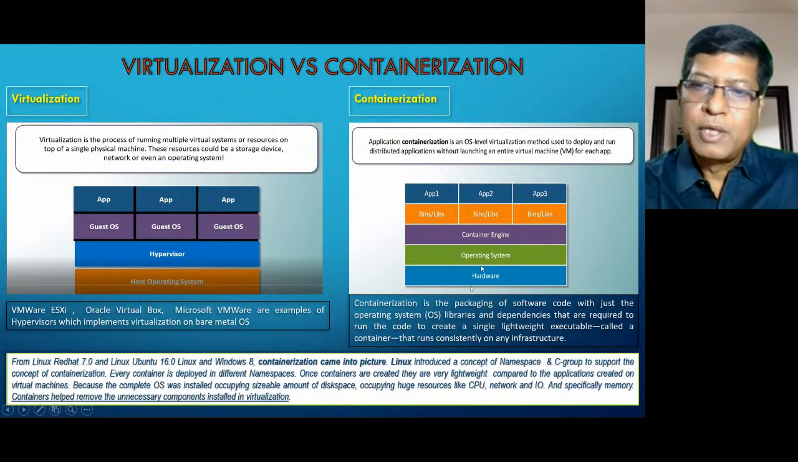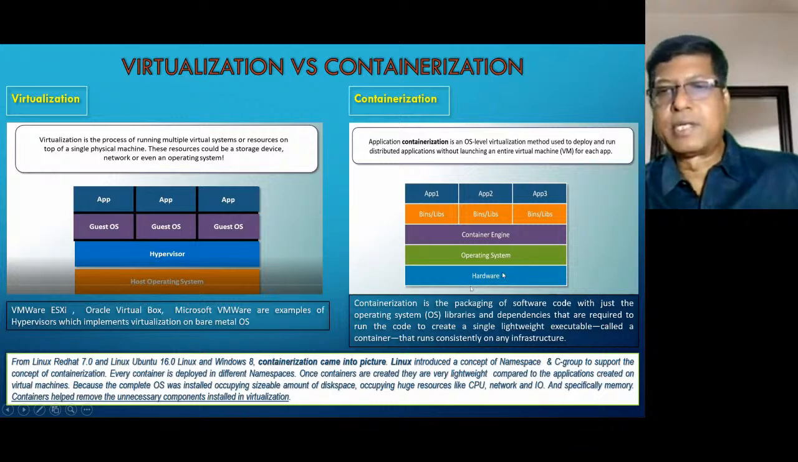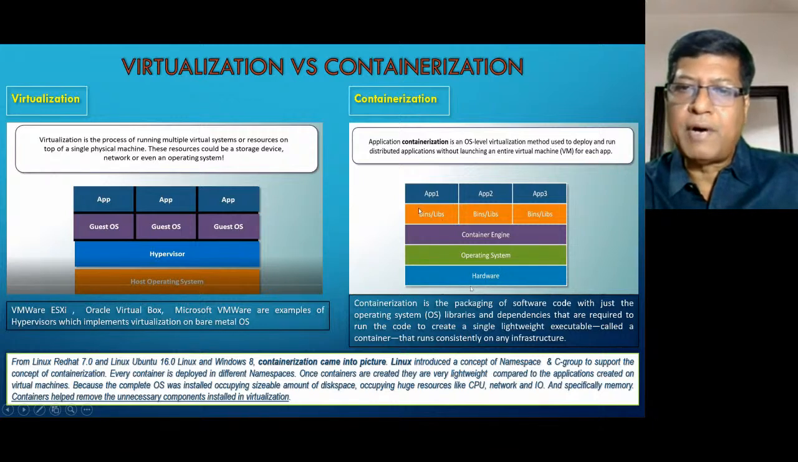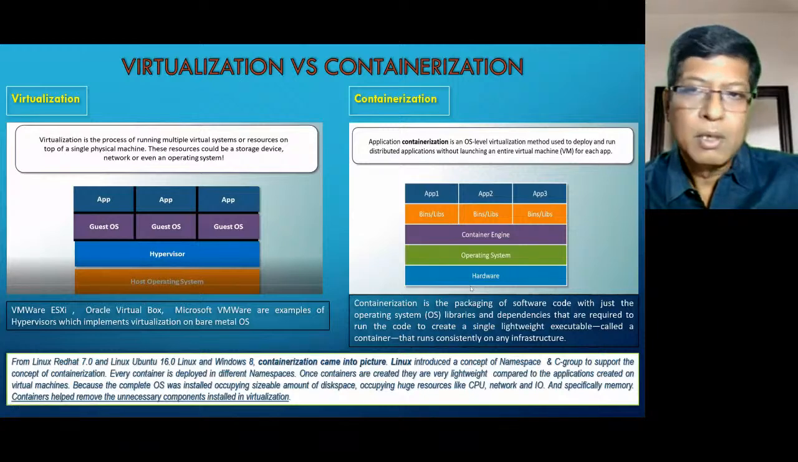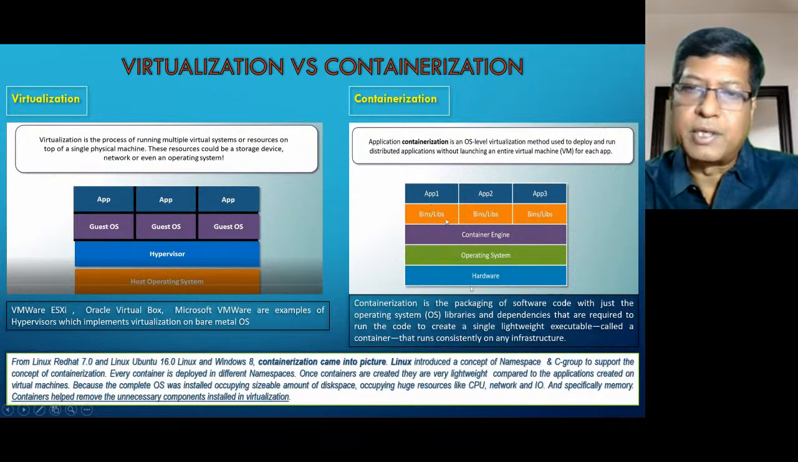Here you are seeing that the operating system is part of the entire big machine or infrastructure. But here, I do not have to have another operating system. I will just have the binaries and the libraries of the application layer, and I will use the kernel from the operating system. That's all. Why do I need to have another kernel over here, like in virtualization?